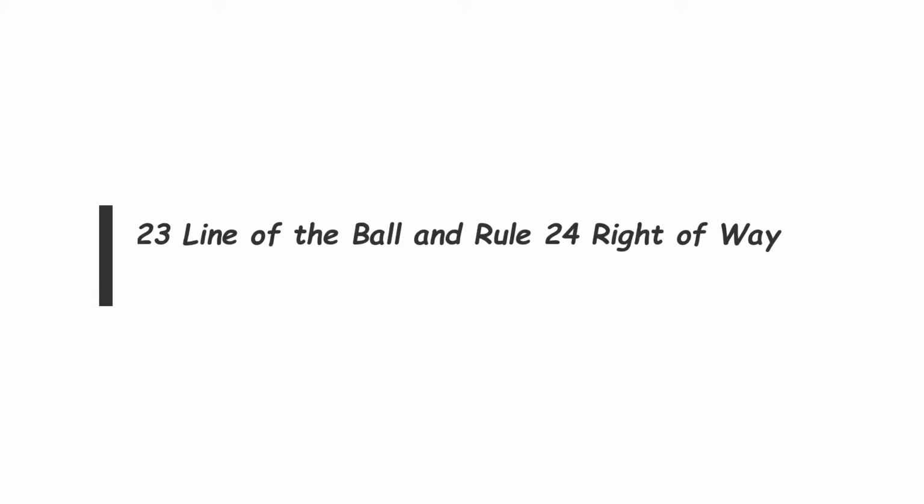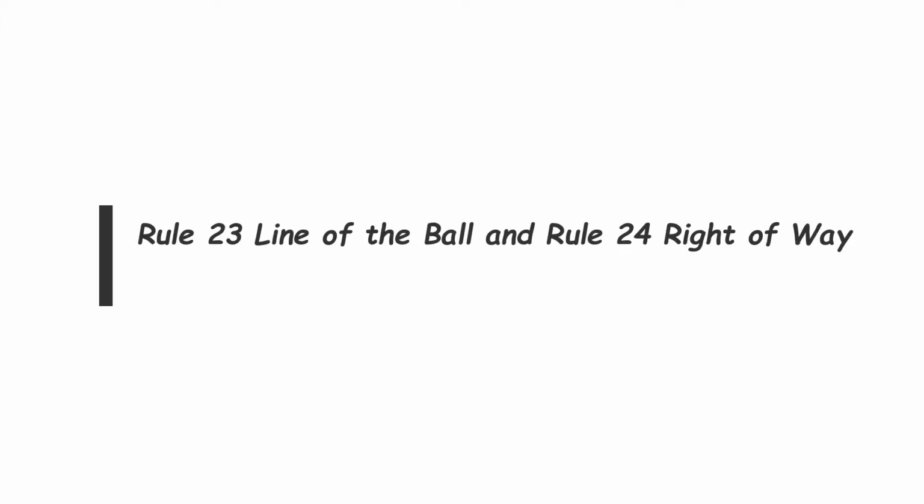Rule 23 and 24, the line of the ball and the right of way. These two concepts are probably the most important two concepts in understanding the rules of the sport of polo. They're interrelated, they are not the same, but you can't have one without the other. So we'll try to explain this in the most simple of terms.